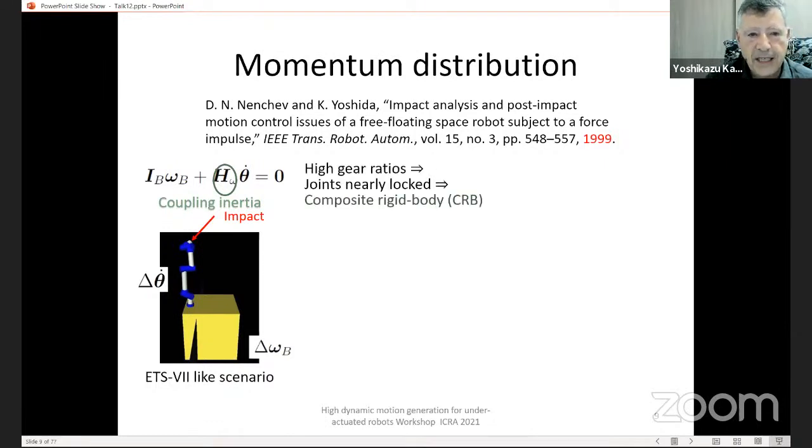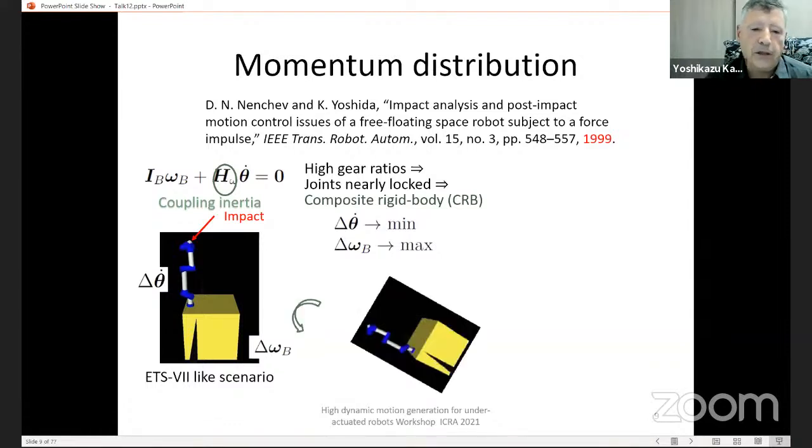And as is usually the case, you have high gear ratios in space. It's not so nice like Patrick reported. We don't have this type of nice gear ratio set. But if you have this, that means the joints are nearly locked. Then you have the behavior of the system like a composite rigid body. If you have a composite rigid body, that means delta theta dot is minimized, almost zero, and delta omega b is maximum. So you have a lot of change of attitude in the satellite.